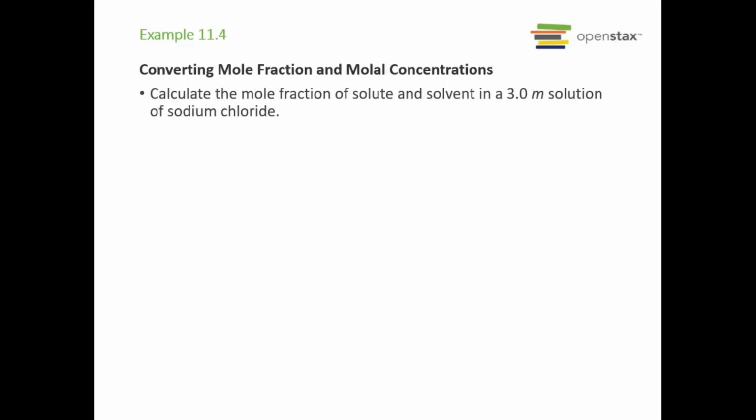All right, here's another example. Calculate the mole fraction of solute and solvent in a 3.0 molal solution of sodium chloride. Since it's 3.0 molal, we have 3.0 moles of sodium chloride for 1 kilogram of water. So we need to take this 1 kilogram of water and turn it into moles so that we can get the mole fraction, because all we have is sodium chloride and water.